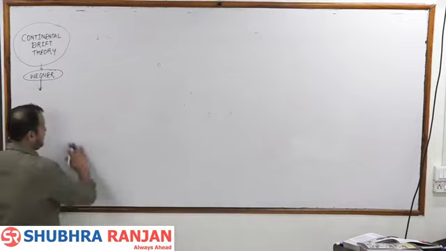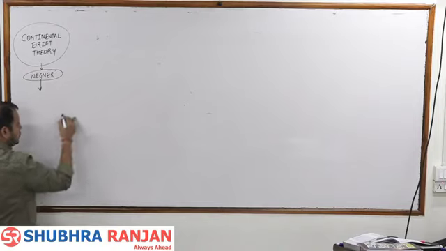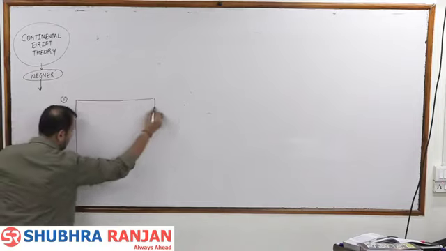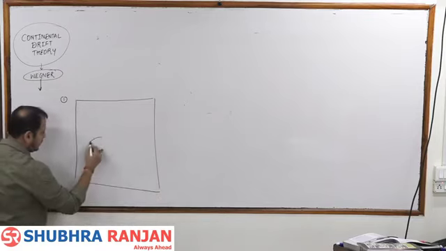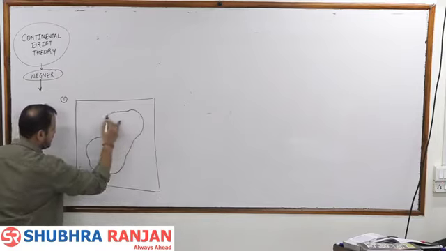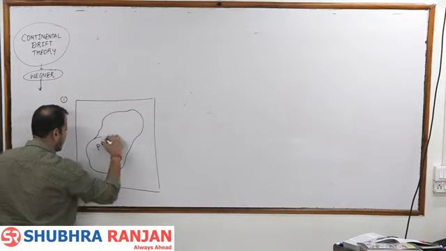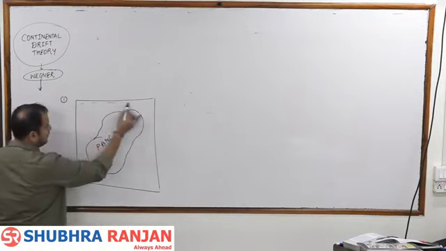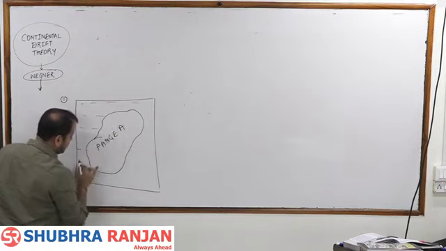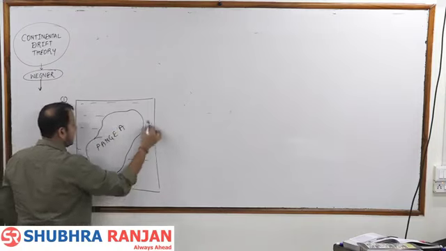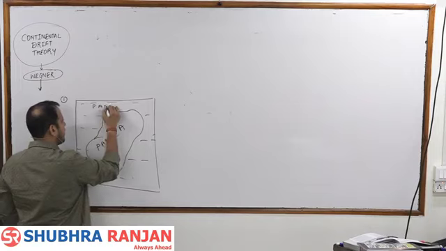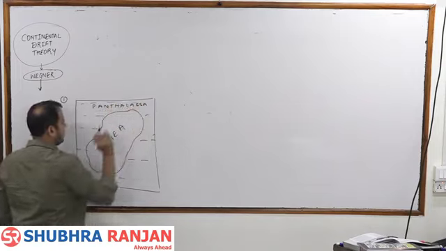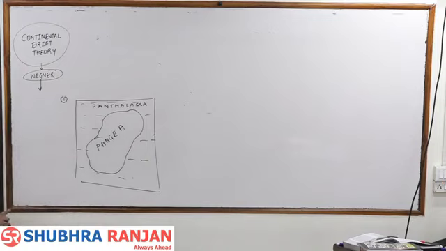So what does he say? He says once upon a time there was one supercontinent. I will draw this as one. Once upon a time, some years ago, there was one supercontinent which is known as Pangaea. And this supercontinent was surrounded by a super ocean which is known as Panthalassa. This is what he said.